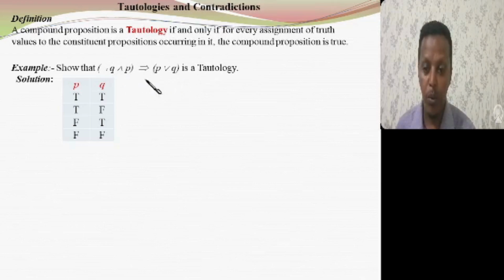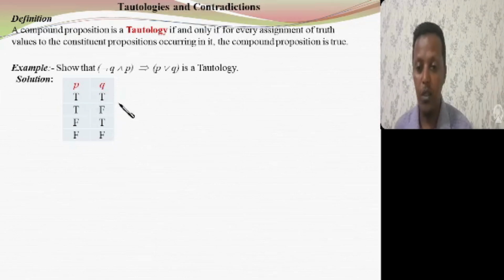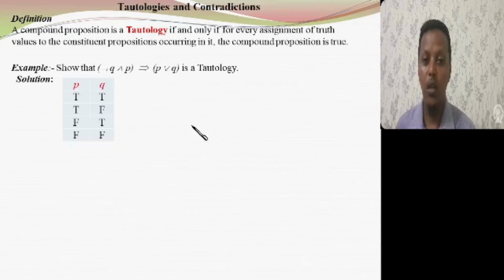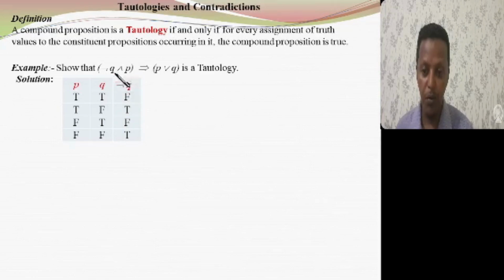This compound proposition is composed of what? 2 components, P and Q. So for 2, we have 4 possibilities. How many connectors? Negation, conjunction, implication, disjunction. So we have 4 logical connectors. So for each logical connector, we'll have 1 column. So let's start with the negation of Q. Opposite of the second column: false, true, false, true. Just the opposite of the second column.